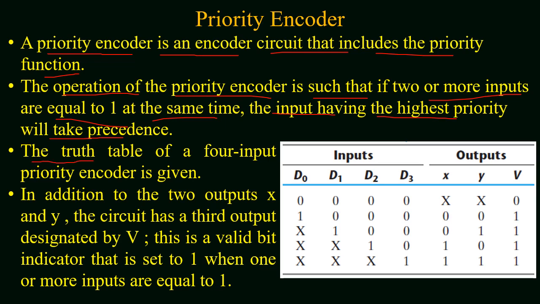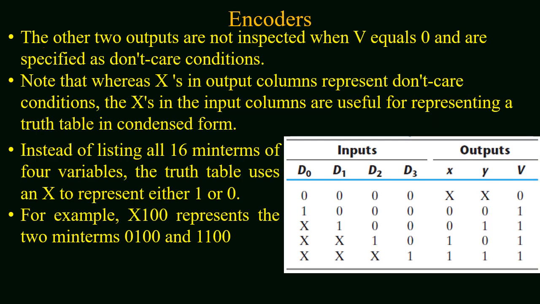Now, if you look at the truth table of the 4-input priority encoder, in addition to its two outputs X and Y, the circuit has a third output designated by V. This is a valid bit indicator that is set to 1 when one or more inputs are equal to 1. This will solve our second ambiguity. Now, the other two outputs are not inspected whenever the valid bit indicator is equal to 0 and are specified as don't care conditions. Note that the X in the output column represents the don't care condition.